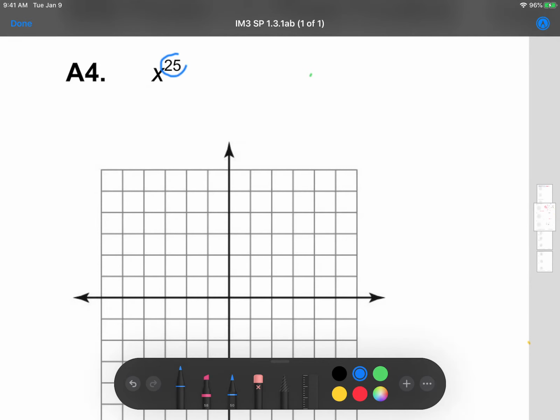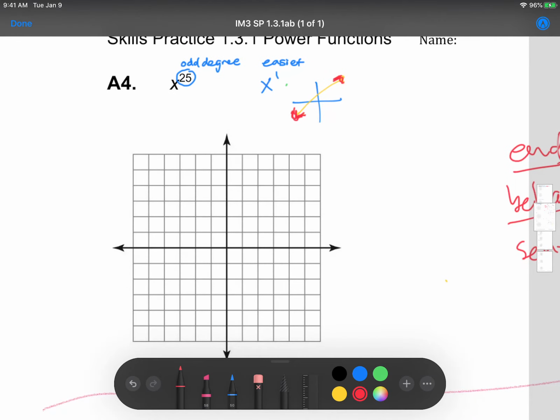If you circle the exponent, this is an odd degree. Degree is another word for exponent. Well, what's the easiest odd one you know? That would be x to the first. How does x to the first help us? You have a graph that's a line, and basically these arrows, notice how it's bottom left, top right. Watch this. Bottom left, top right.